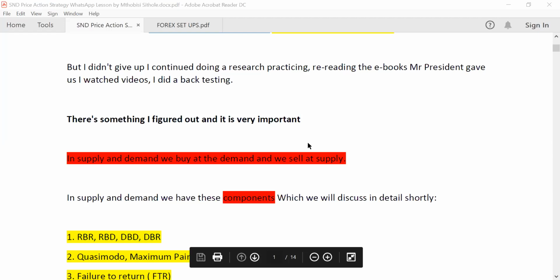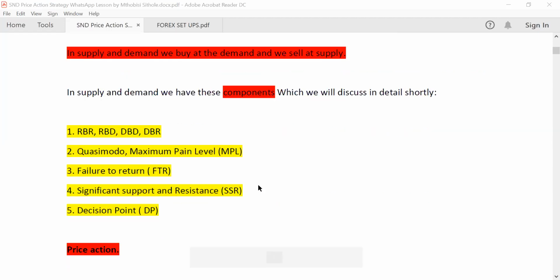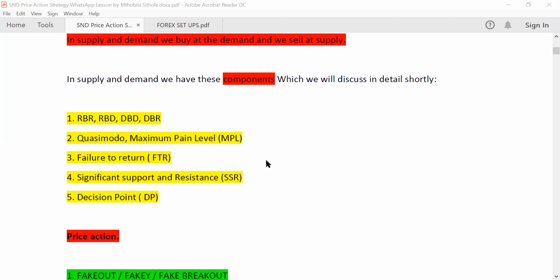Okay, welcome back. So the rally base rally or the rally base drop, this is the first component. These components are necessary for us to mark what we call the supply and demand zone. The Quasimodo is a chart pattern, like your head and shoulder pattern. It's another pattern. Fail to return, obviously that's where the price failed to return to the zone, and then significant support and resistance and decision points. Those are the key things that help us to identify what we call supply and demand.